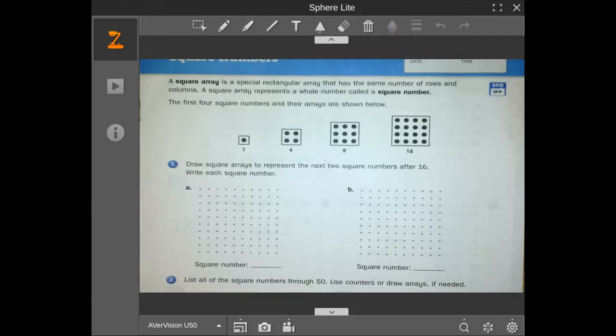We're going to continue with arrays. Now that you know what an array is, let's talk about it in a little more detail. A square array is a special rectangular array that has the same number of rows and columns.